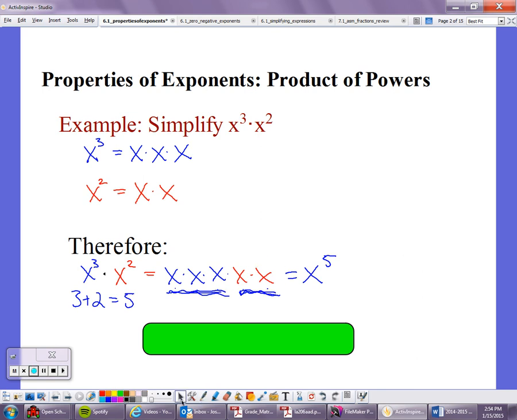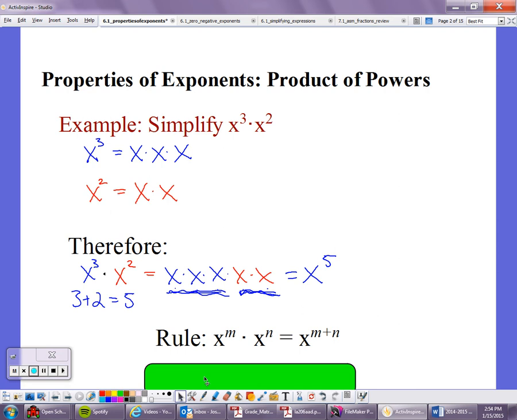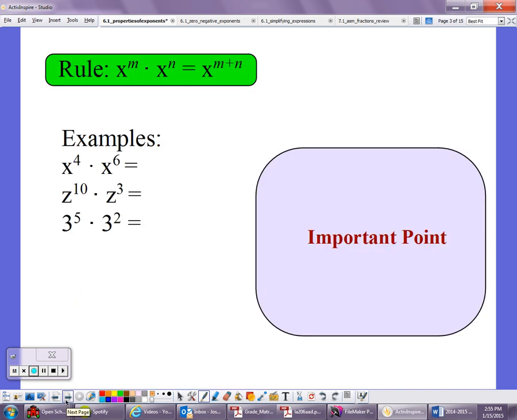And that gives us a more general rule. X to the m, some power m, times x to some power n is going to equal x to the m plus n. Notice again that we've got the same variable here, x and x in both cases. That's the only way it's going to work. We end up with x to the m plus n. Let's look at some examples to see how this works.